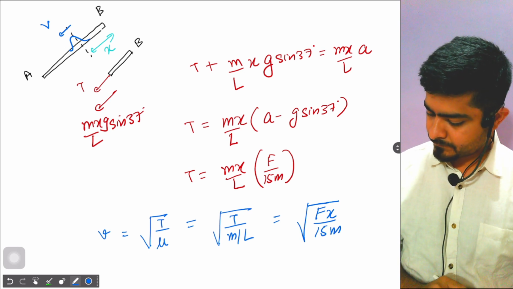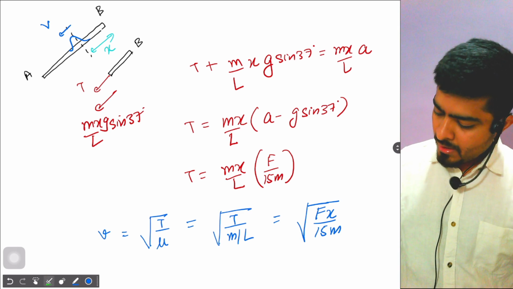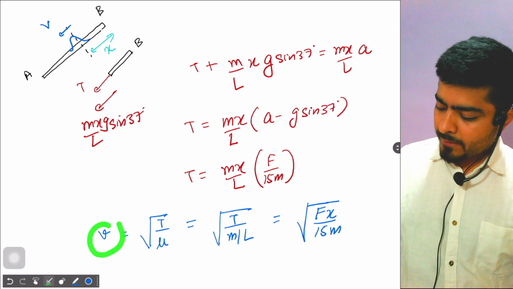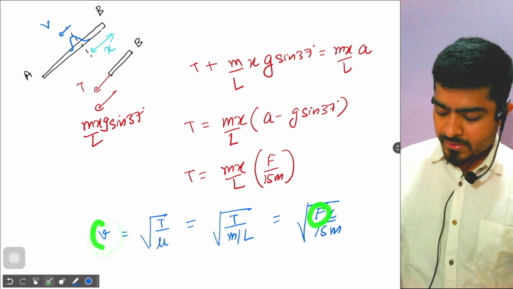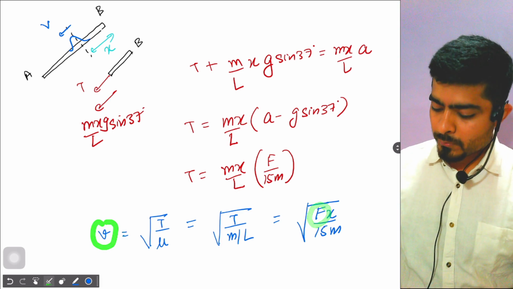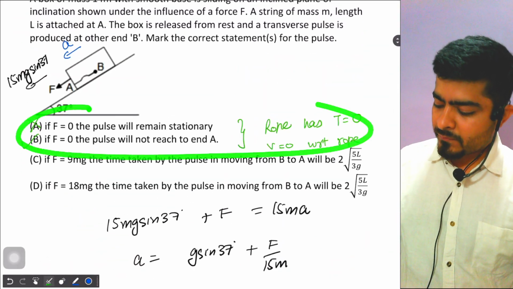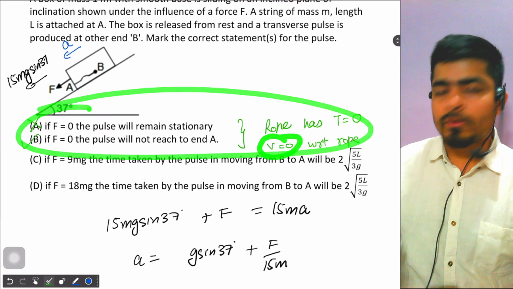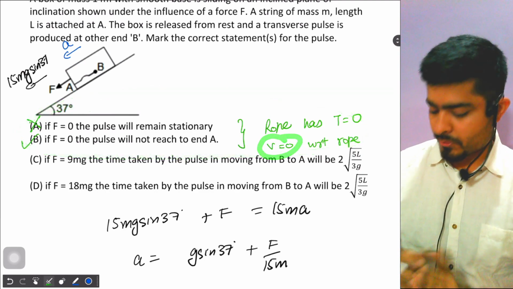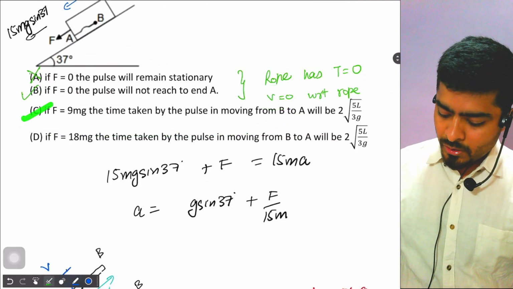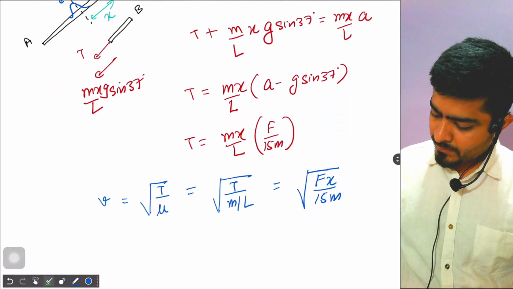Clear? So you could see from here also, if F is 0, velocity will be 0 with respect to rope. That's what I was discussing for the first two options. v equals 0 when F equals 0. Correct? Now we have to check options C and D. Alright, we will do that.